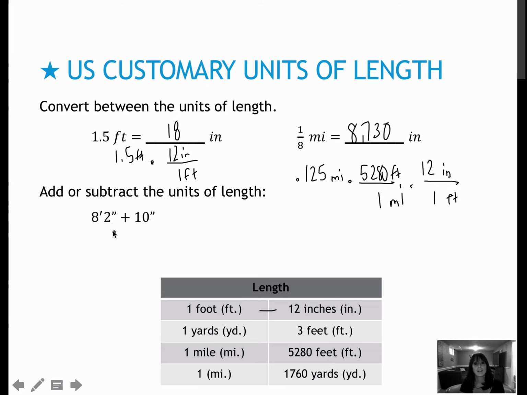Adding or subtracting the length, here I have 8 foot 2 inches. I'm adding just 10 inches, so I'm not adding any feet to that, which gives me 8 feet 12 inches. But I know that 12 inches is the same as a foot, so this is going to turn into 1 foot, and so my answer is 9 feet.